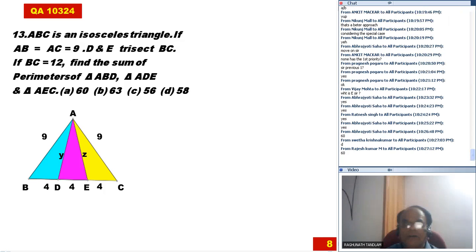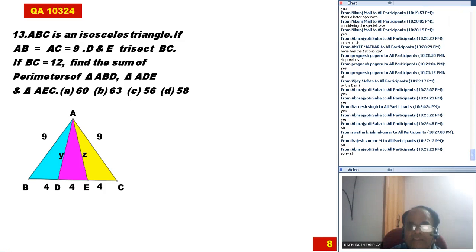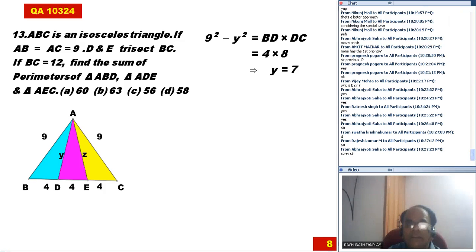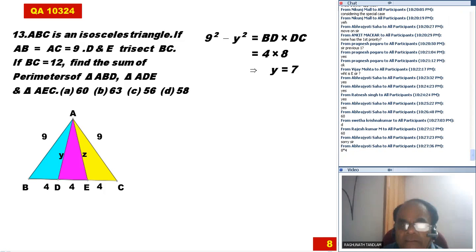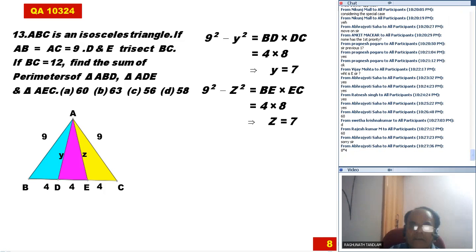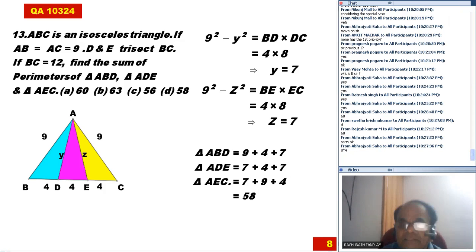Okay, let's look at it. What did you learn in the previous question? We learned that 9 squared minus y squared equals BD into DC. From the previous concept we learned 9 squared minus y squared equals this. Therefore, y is 7. By similar logic, z is also 7. You get the perimeter as 58.